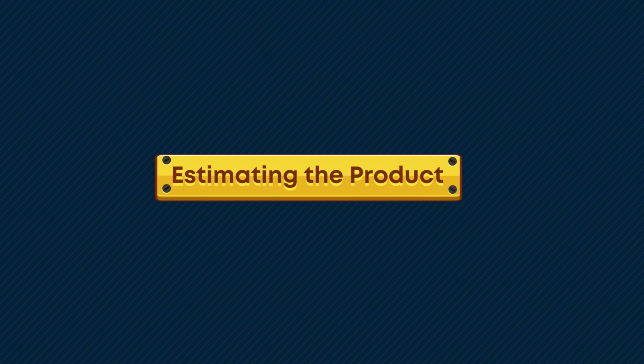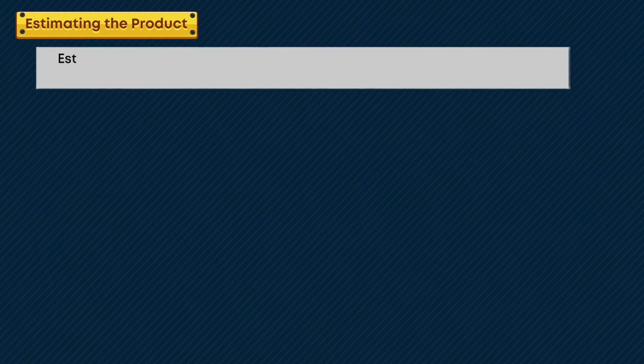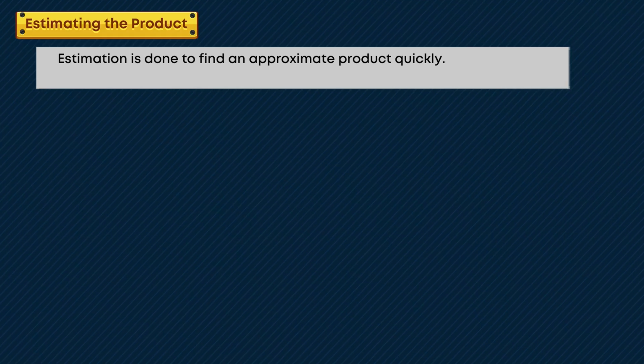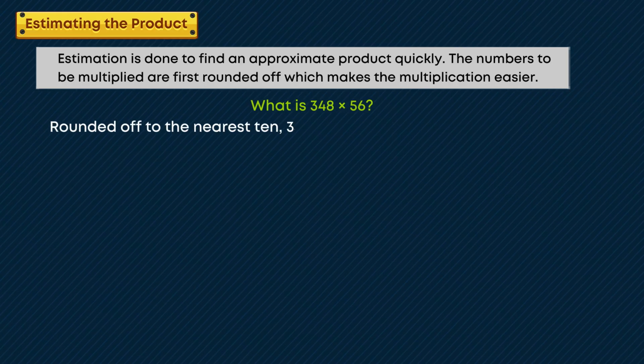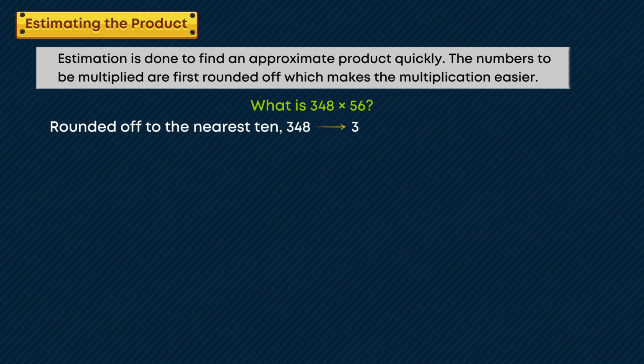Estimating the product. Estimation is done to find an approximate product quickly. The numbers to be multiplied are first rounded off, which makes the multiplication easier. What is 348 into 56? Rounded off to the nearest 10, 348 is 350. Rounded off to the nearest 10, 56 is 60.